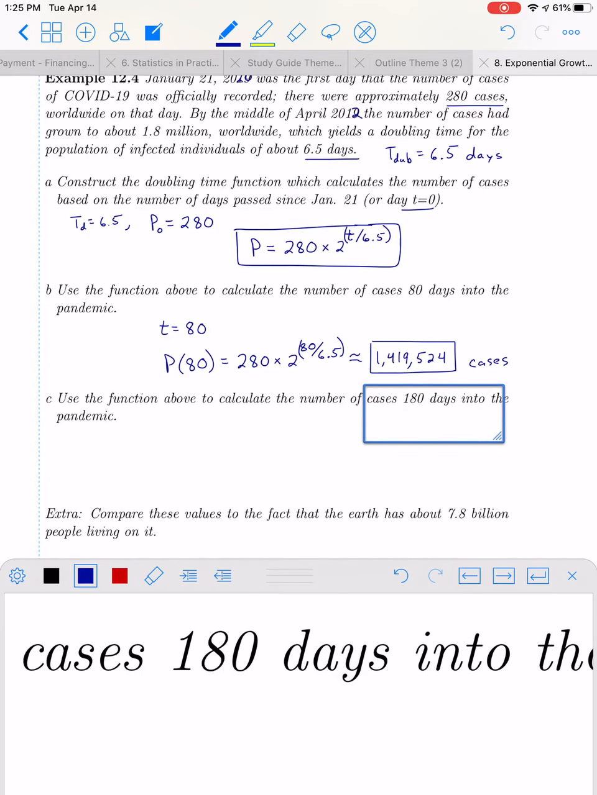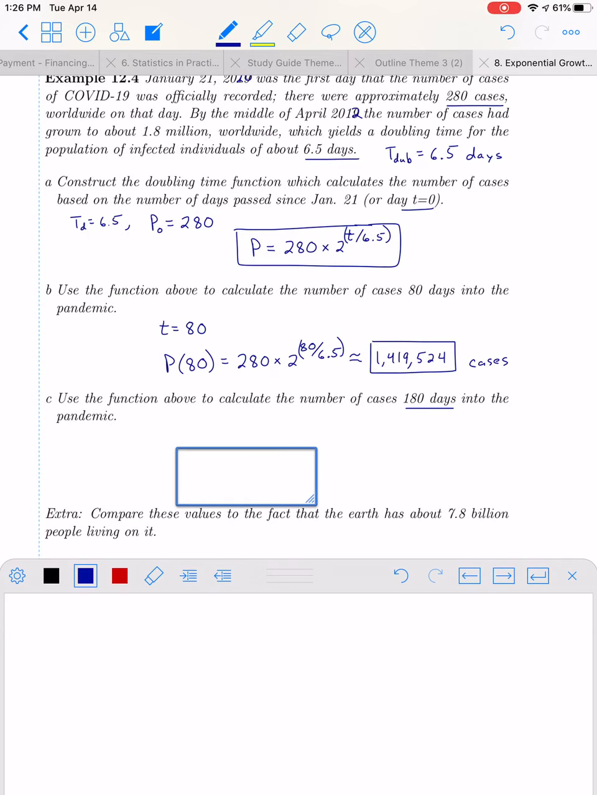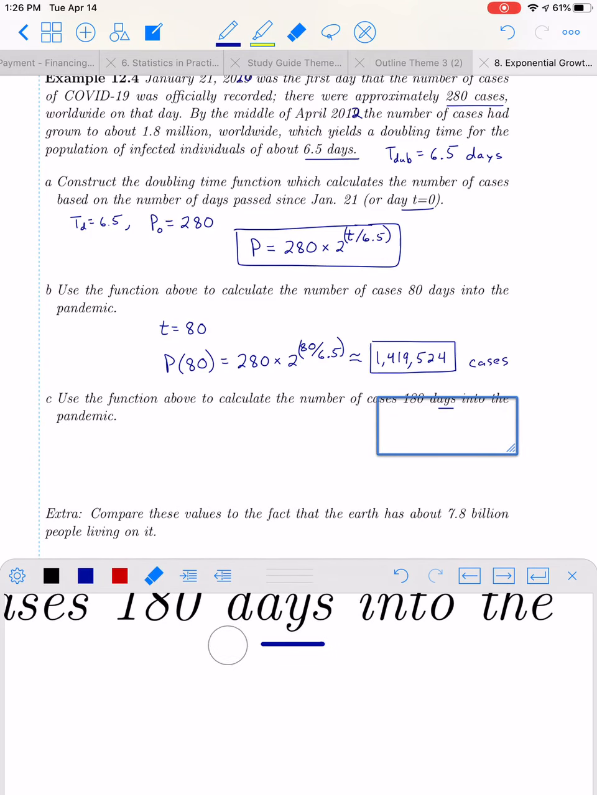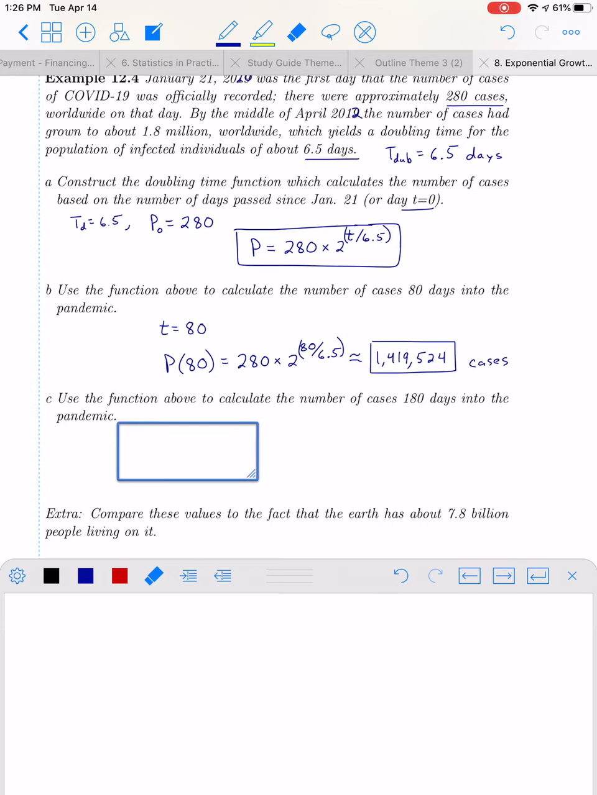So part C says, look, 180 days into the pandemic. And this would be a situation where, if growth for this infection rate was just completely unchecked, no mitigation measures were put in place, no social distancing, there was no immunity to it, it just courses through every member of the entire world population. But let's see what the result of 180 days later would be.